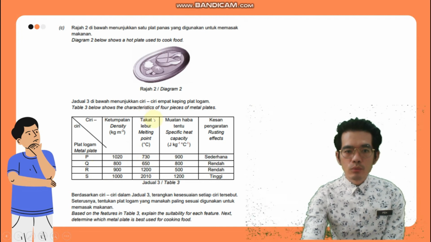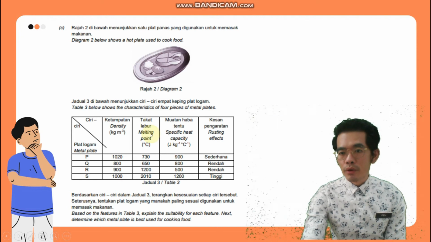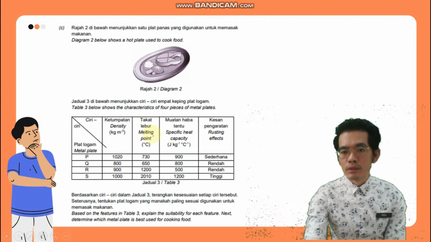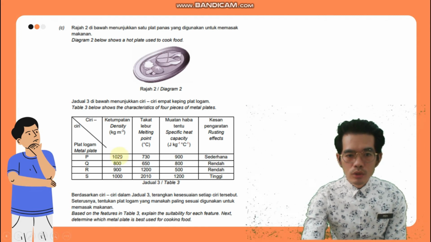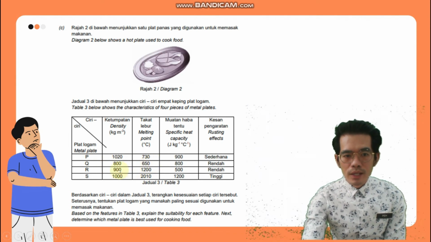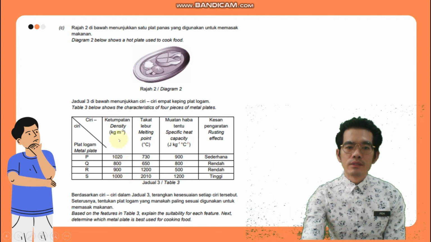Second, we have to choose material with a high melting point, so that the material will not melt at higher temperature. Q shows the lowest temperature, so that means Q is out already. So here we will select R or S. However, S gives us a quite high density.